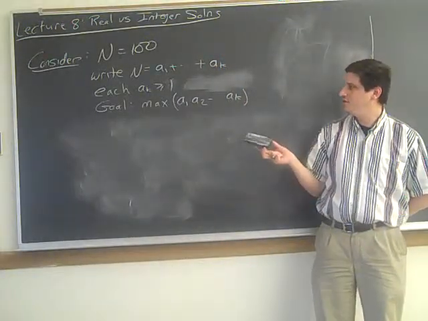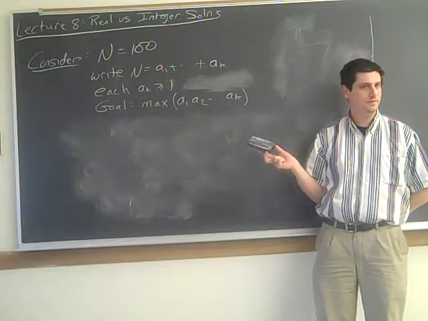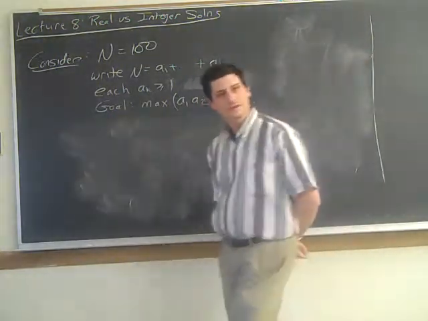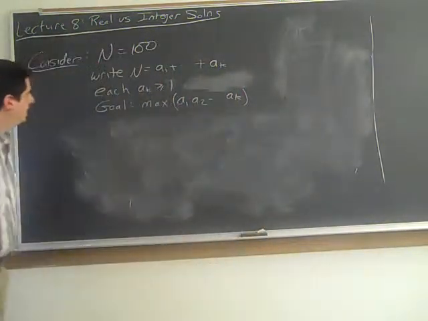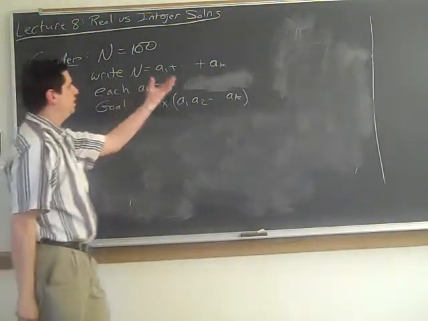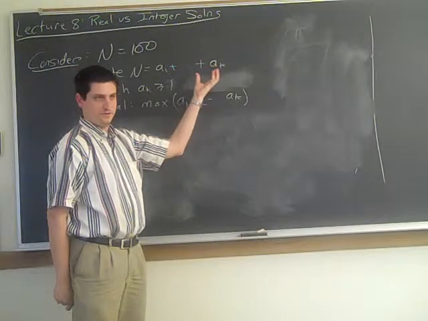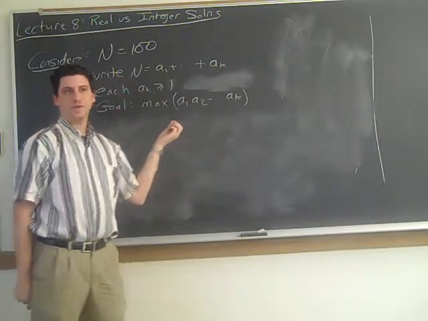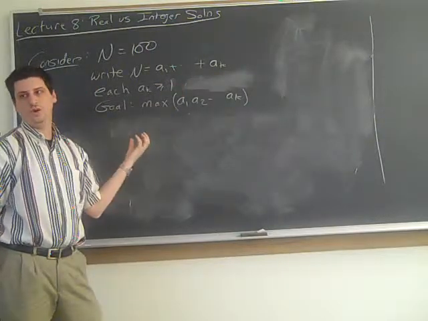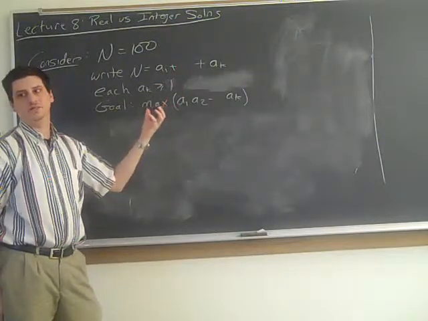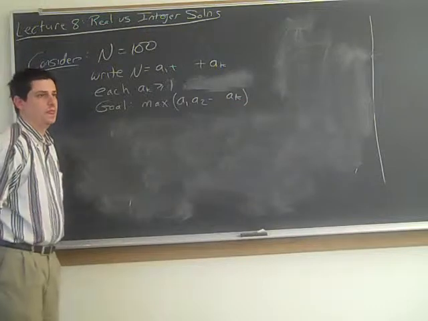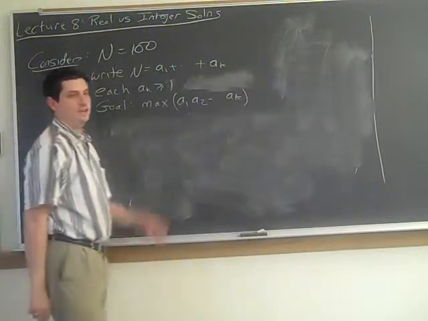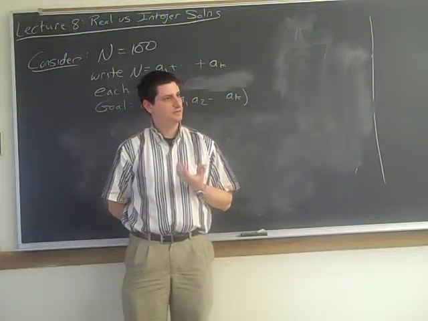I'll clearly keep each of the a's to be greater than or equal to 1. And so now the question is, what is the best way to write n as a sum of non-negative real numbers? Each is at least 1, such that I can maximize the product. Because again, if one of the numbers was less than 1, I could just add it to something else. Okay. Now, a lot of our arguments from before still apply. We're not going to have any numbers larger than 5.